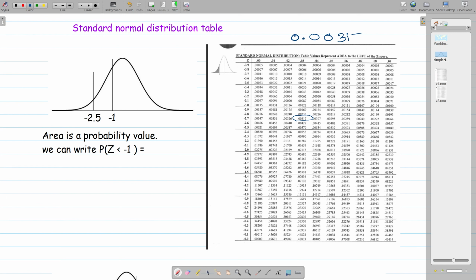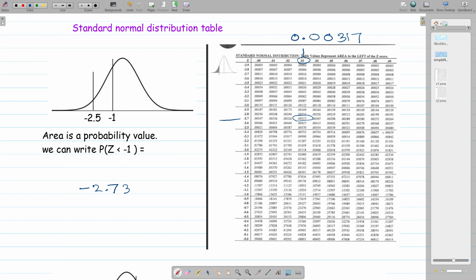0.00317. It is in this row, minus 2.7, and this column. So, the particular Z value for that one is minus 2.73. You just merge this first row values at the end of the first column value. Just merge it.